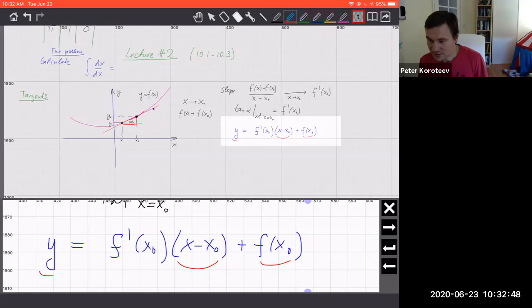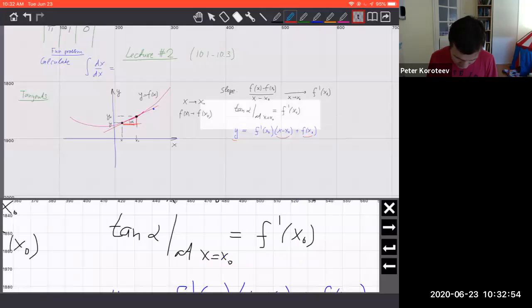Well, x over dx, I don't understand why we wrote tangent alpha at x not. Oh, so what it meant was that you are measuring the tangent of the angle between the tangent line and the x-axis, right? And you can do it at every point on the curve. So here I'm doing it at point x equals x0.